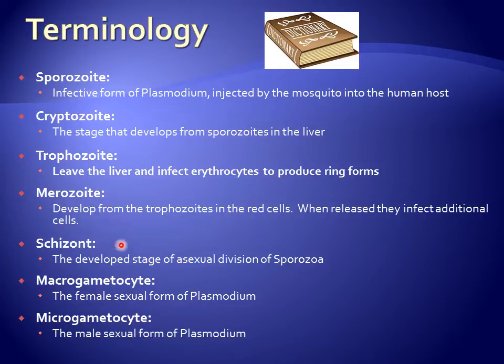Now, the term schizont is basically the developed stage of asexual division. So sometimes the term schizont will be thrown around. If an infection goes on, doesn't get diagnosed and treated, after a period of time, the sexual phase begins, and the sexual phase includes macrogametocytes and microgametocytes. I keep those straight because macro, of course, means bigger, and the macrogametocytes are the female sexual form, and of course, human eggs are much bigger than their counterpart, the spermatozoa, the male sexual form.